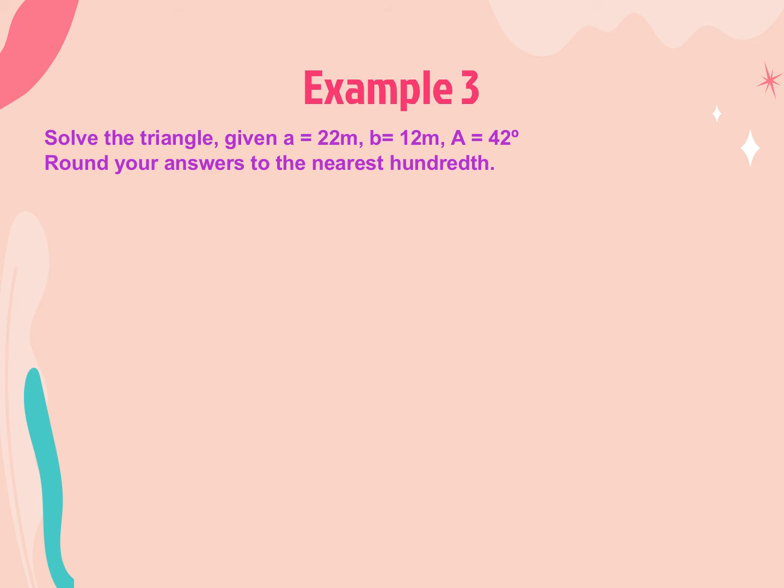Here's the first one. Given that a is 22 meters, b is 12 meters, and A is 42 degrees. If the triangle helps you, and in this case I think it's better to draw your triangle, because you need to know based on the information given what you've got. Side a is 22, side b is 12, and angle A is 42. So this is 2 sides and the non-included angle, side side angle. This is when I have to check for my ambiguous case.